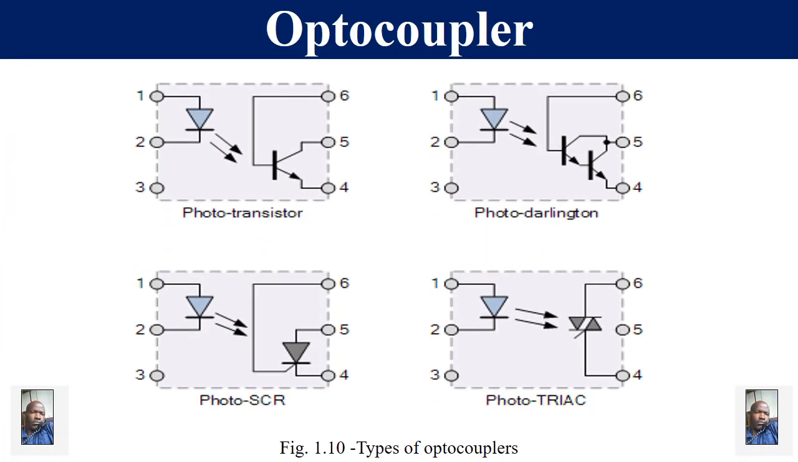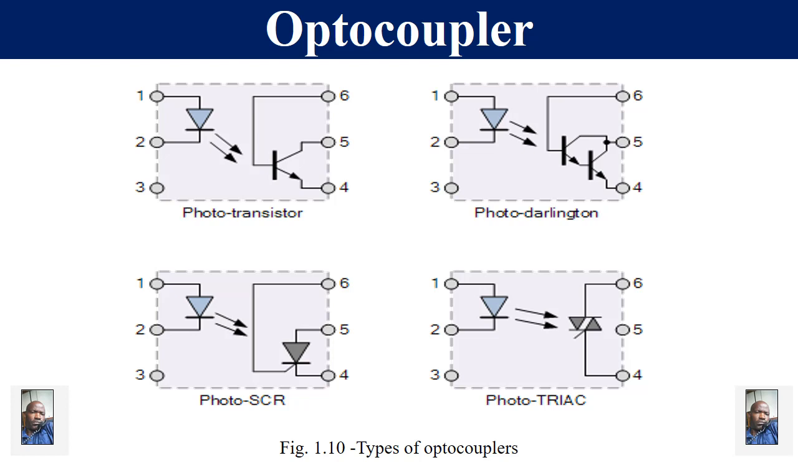As you can see, this one is a phototransistor. This one is a Darlington pair. As you can see, the two transistors are connected one after the other, with the emitter of the first one being connected to the base of the other, which is what we call the Darlington pair. Then we know that one.